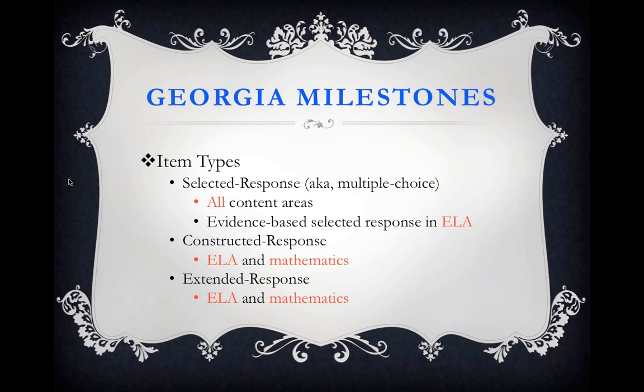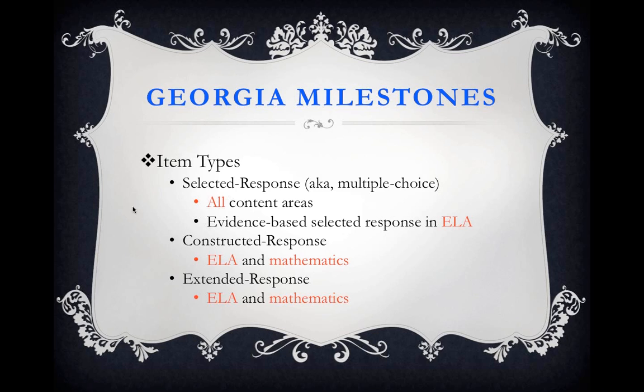All right, next, just a little brief review of the Georgia Milestones and the item types that will be coming out. Of course, there will be 3 item types, and that is the selected response, which we know as the multiple choice, which is for all content areas. The constructed response, which is going to be for ELA and mathematics only. Extended response, which is going to be only for the ELA and mathematics classes.